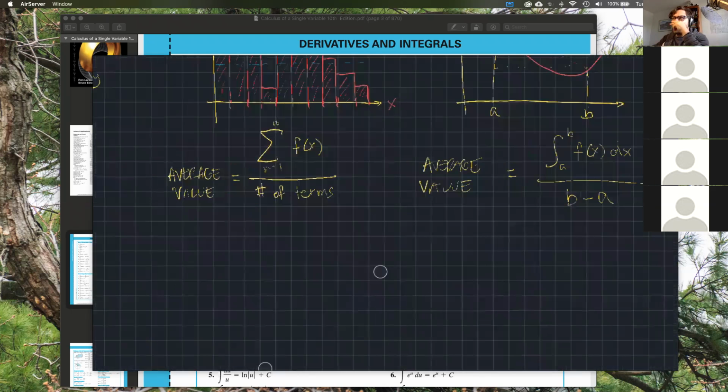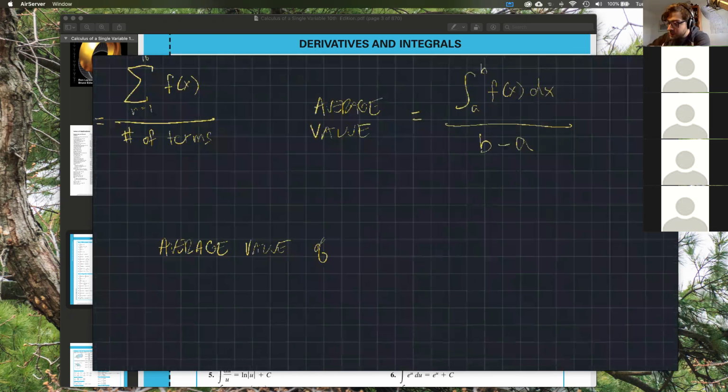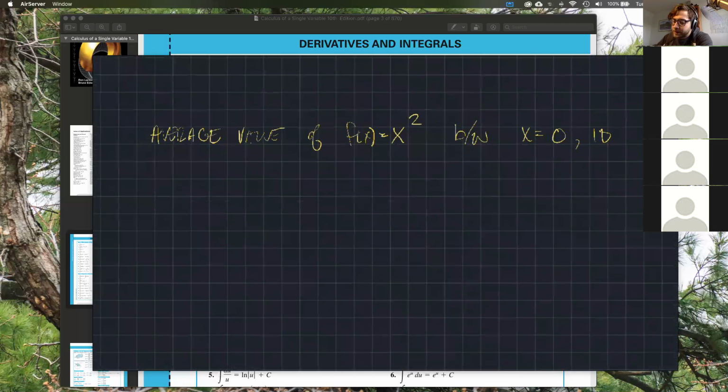So just a very quick example. Let's do an example of average value. If I asked you for the average value of, let's just do something very simple, because I know a lot of you haven't done the practice already. So let's do the average value of x squared, let's call it f of x, between x equals 0 and 10. Okay, so what's the average value of the function x squared between 0 and 10?